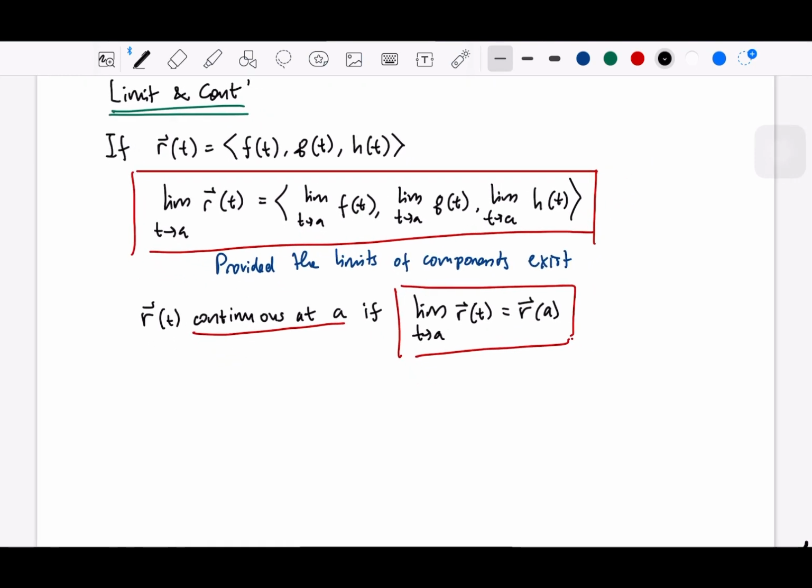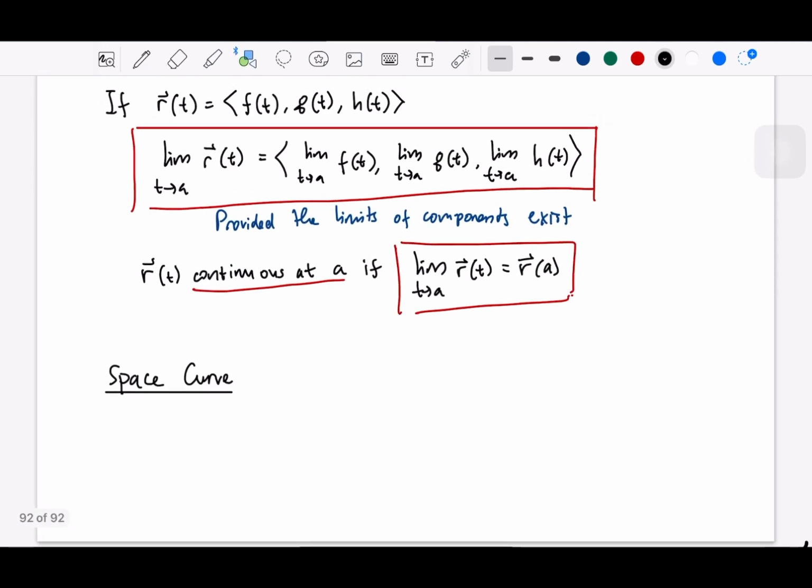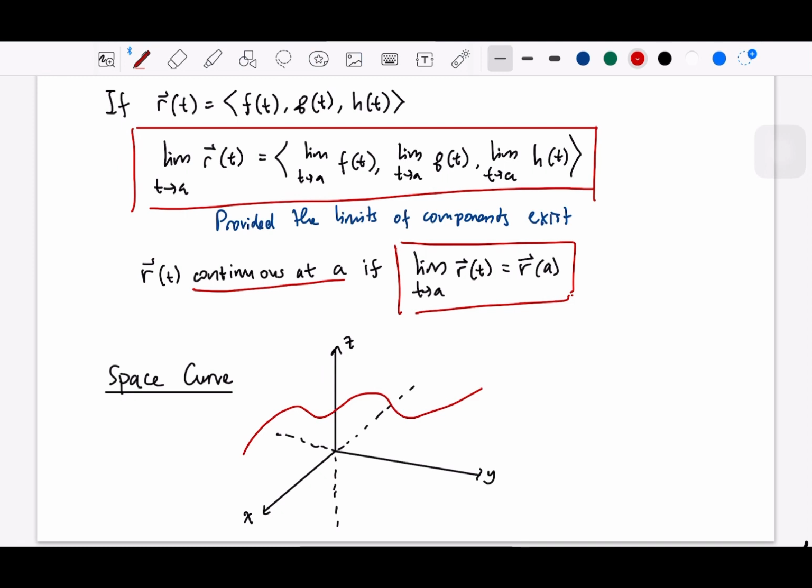Okay, now let me explain a little bit about space curves. So let's say we have a three-dimensional system like this. And then let's say we have a random curve, and it has directions. So let's say this is curve C.